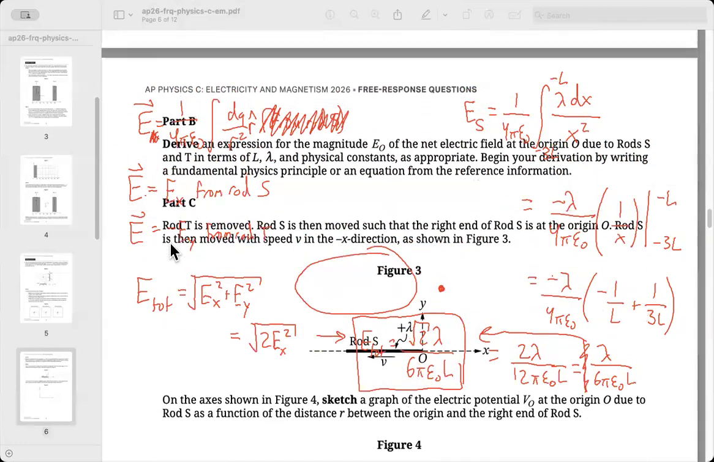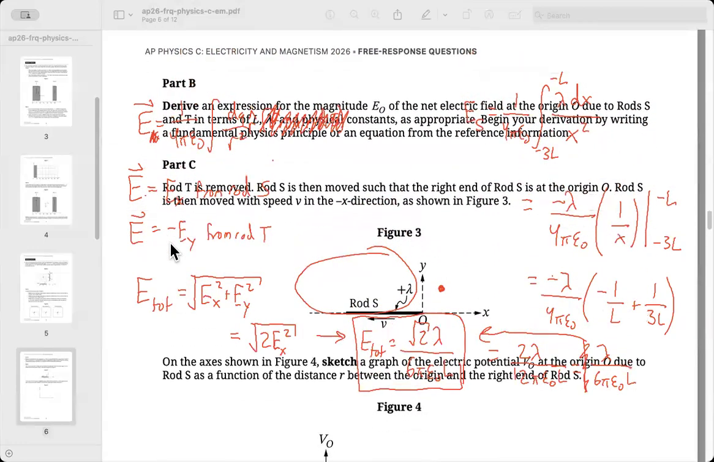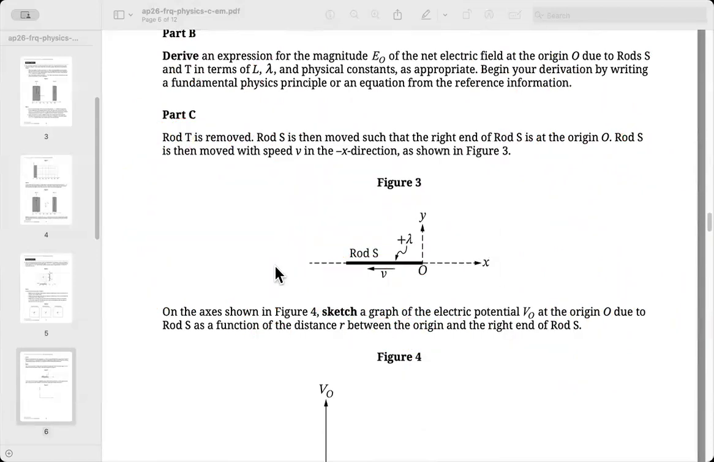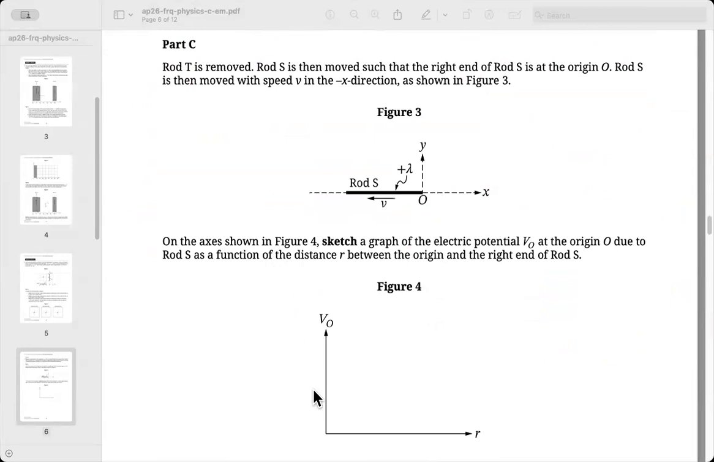All right, rod T is removed. I'm going to go ahead and delete my text now. Rod T is removed, and now the right end of the rod is at the origin. Rod S is then moved with a speed in the negative x direction, and you want to draw the electric potential as a function of distance r from the origin.